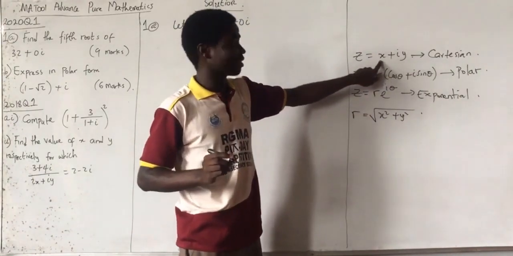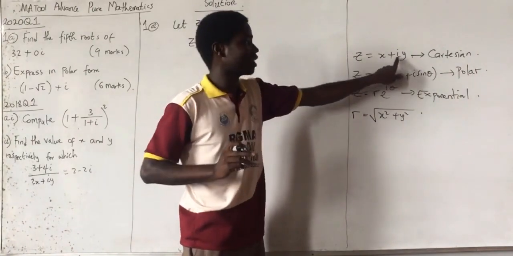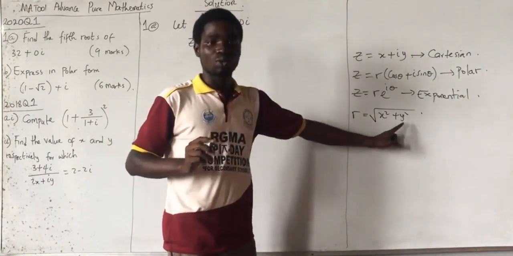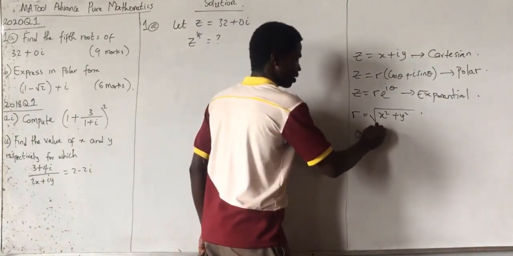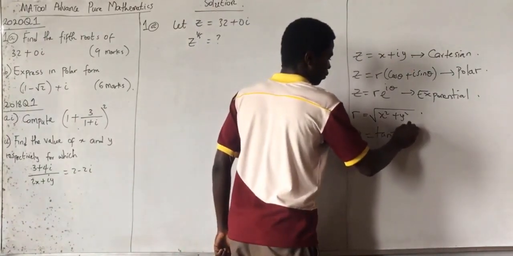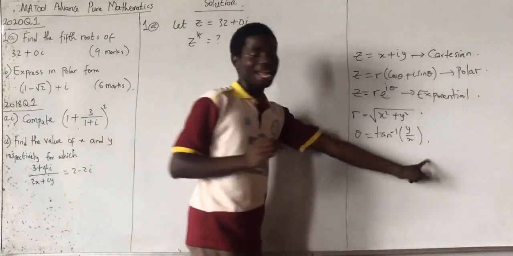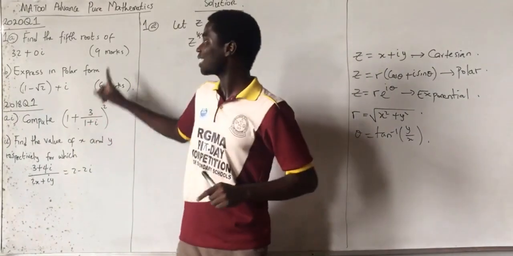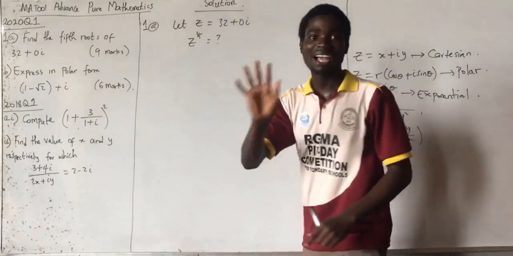x is called the real part. y is the one with i, it's called the imaginary part. r equals the square root of x squared plus y squared. Then theta is arctan of y over x. You need to know these 2. So look at what I'm trying to say. Why this is 9 points is because you must get 5 answers.